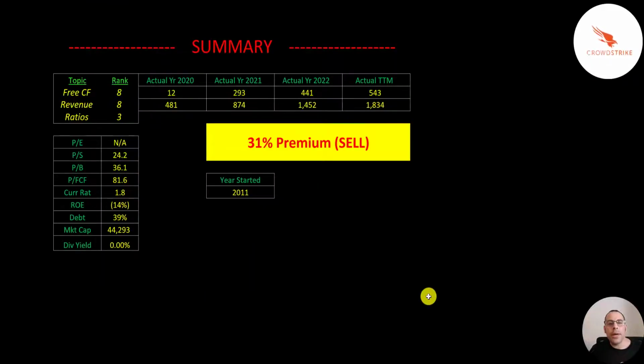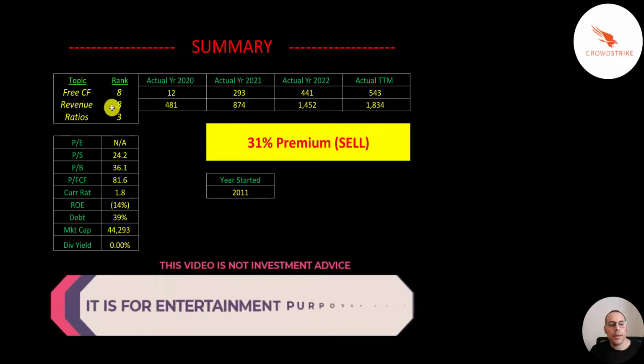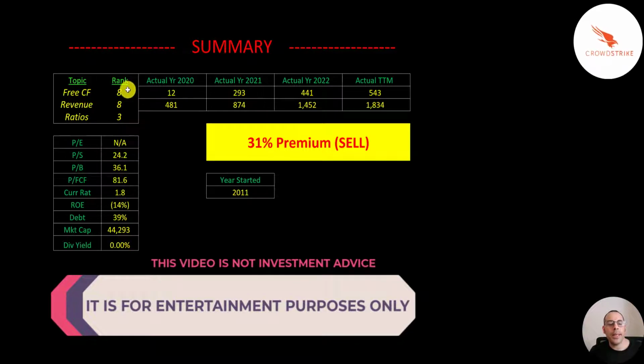So to summarize, I have them trading at a 31% premium, and this could be a good time to buy the stock because it was a lot higher a year ago. It's come down a lot. And the company's just hitting their stride. Look how well their numbers are. Free cash flow from 12 million to 540 million. Revenue from 500 million to 1.8 billion. So I ranked their free cash flow 8 out of 10, their revenue 8 out of 10, and their ratio is 3 out of 10.